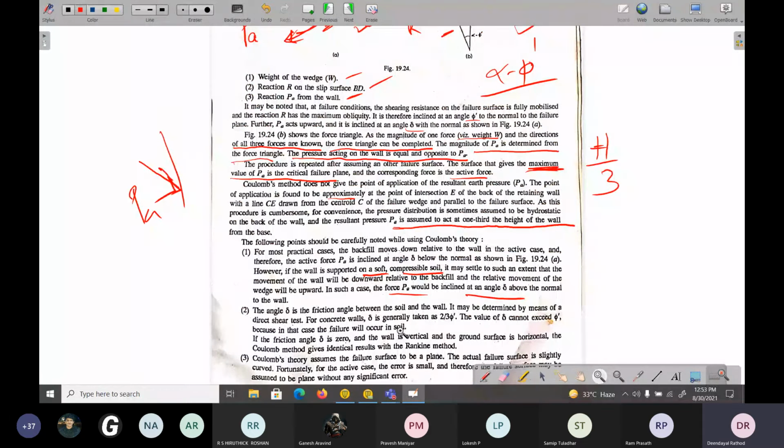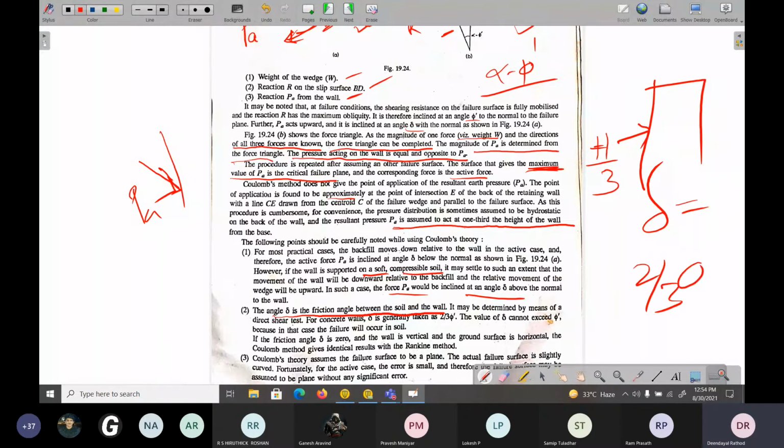So the angle delta is the friction angle between the soil and the wall. Whatever delta I have been telling you, right? So this delta in the wall, okay, this is not phi actually. This is the friction angle between the soil and the wall. Generally, we will take this delta as 2/3 of phi dash or phi dash. That's what is given here.